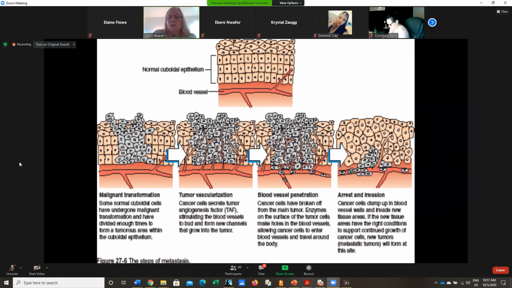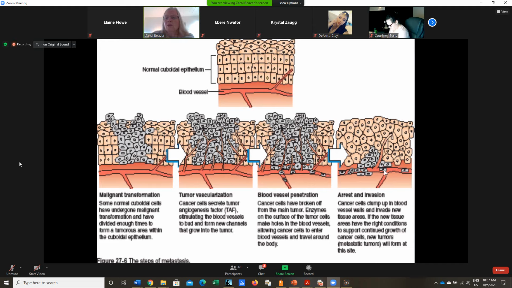Anyway, this blood vessel penetration: cancer cells have broken off from the main tumor, and enzymes on the surface of the tumor cells make holes in the blood vessels and allow the cancer cells to enter the blood vessels and travel around the body. So you see that they're loose now. They are on the loose.